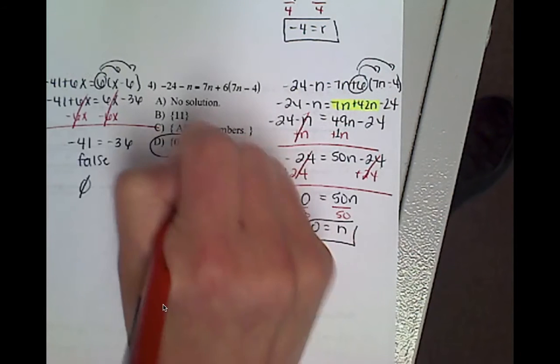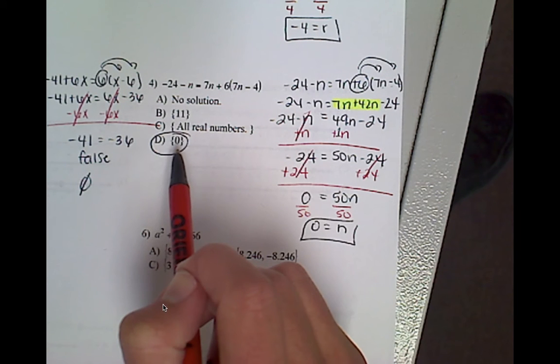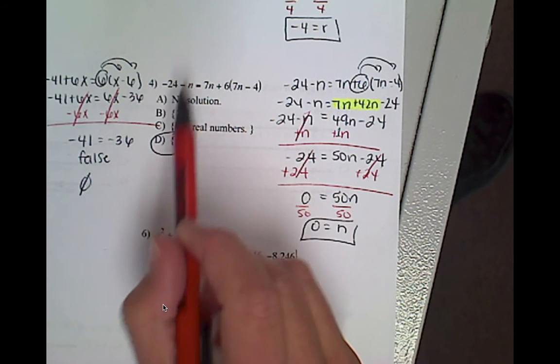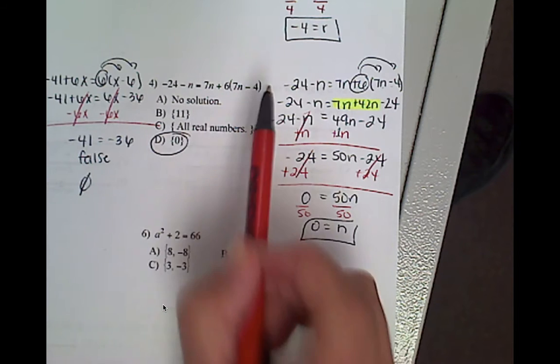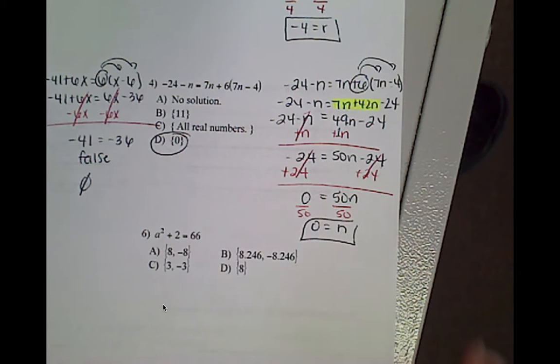So I could check this. If I substitute n equals 0, store it, type in the left side, type in the right side, it should equal one another.